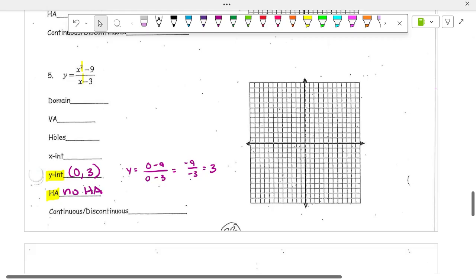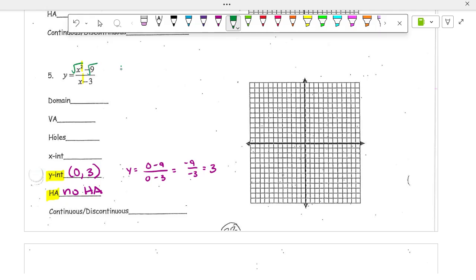Now, let's do some simplification. The only thing I can factor is the numerator. How do I factor the numerator? It's a difference of squares. So I take the square root of the first, the square root of the last. So this would be (x plus 3)(x minus 3), all over x minus 3. What can I cross out? x minus 3. So this will just be x plus 3.